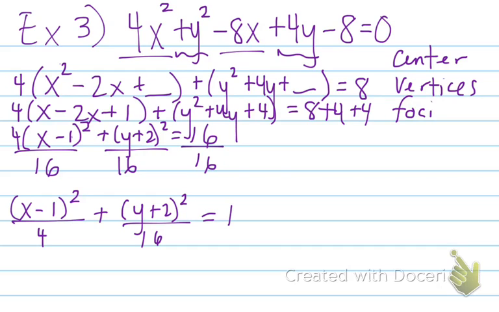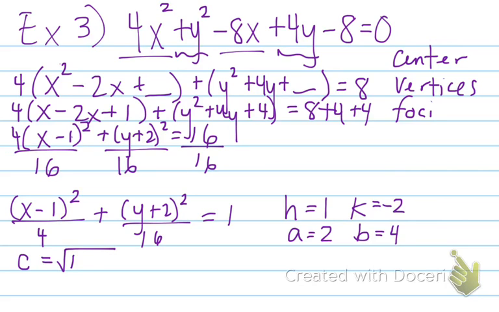So let's list off a couple things we know. We know that h equals 1. We know that k equals negative 2. We know that a equals 2, because 2 squared would be 4. And we know that b equals 4, because 4 squared is 16. If we use our little formula for what c is, we know that c would be equal to the square root of 16 minus 4, which is equal to 2 square root of 3.